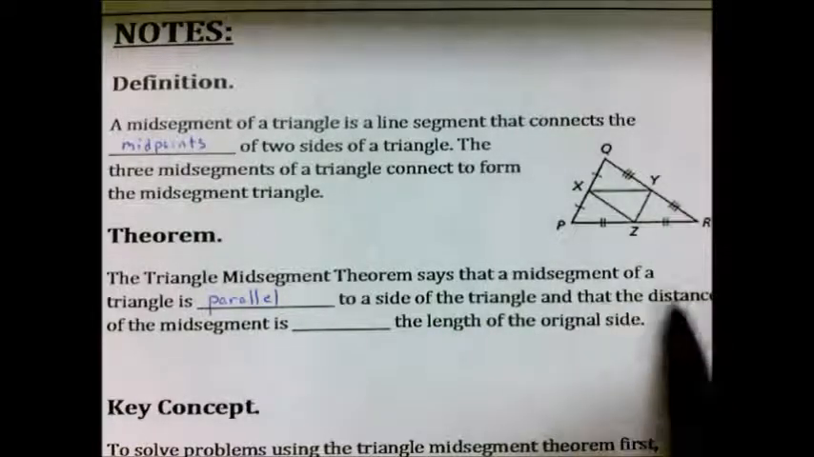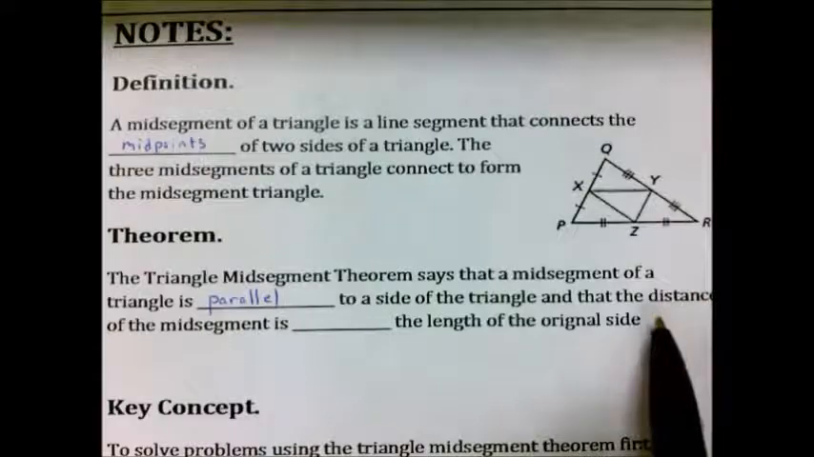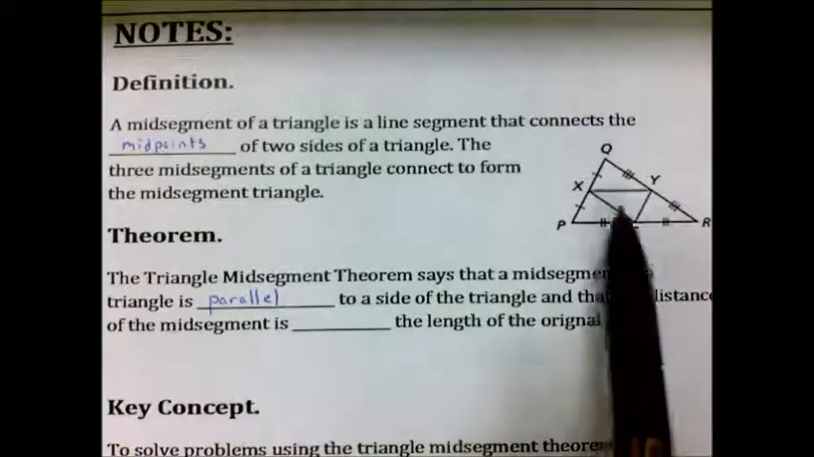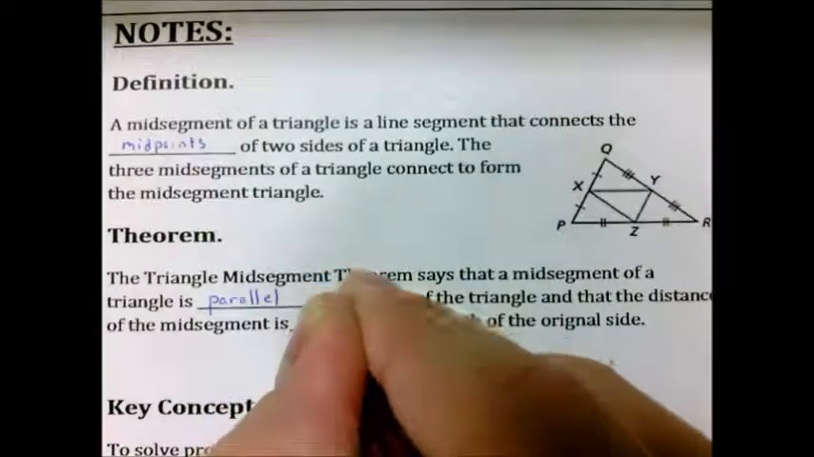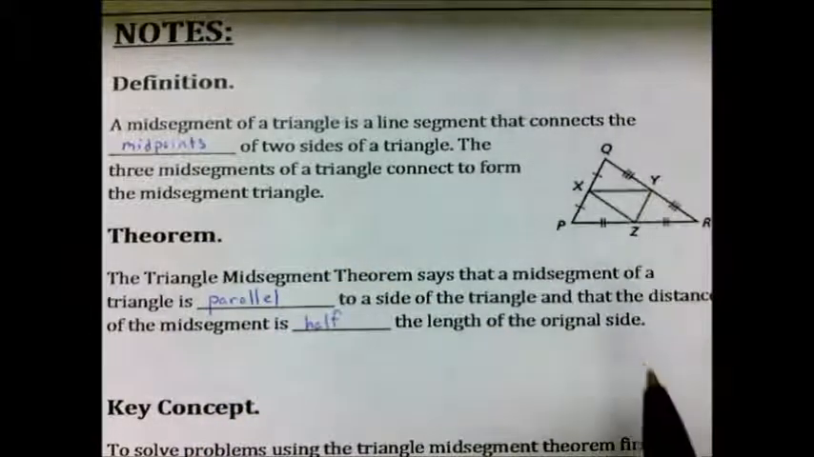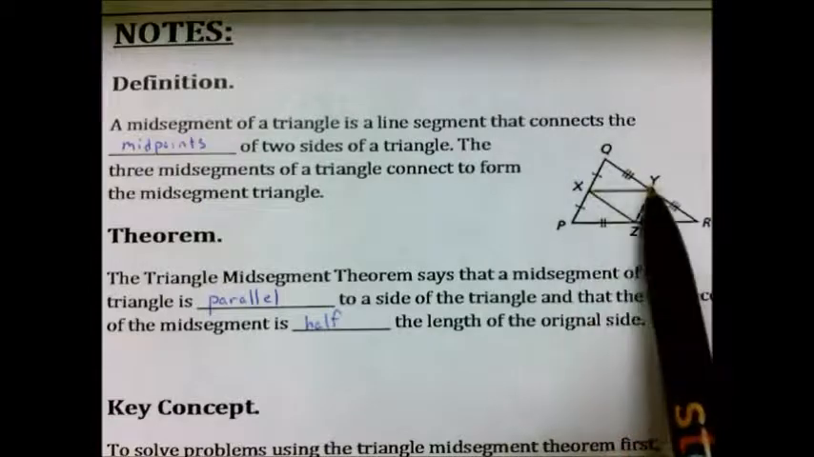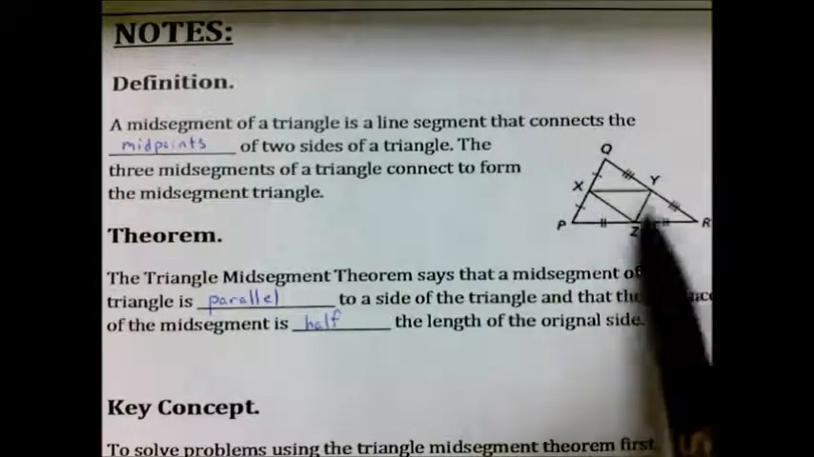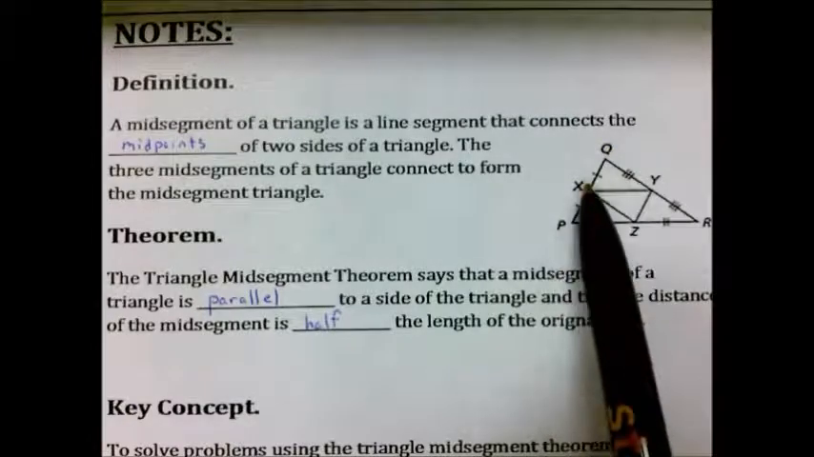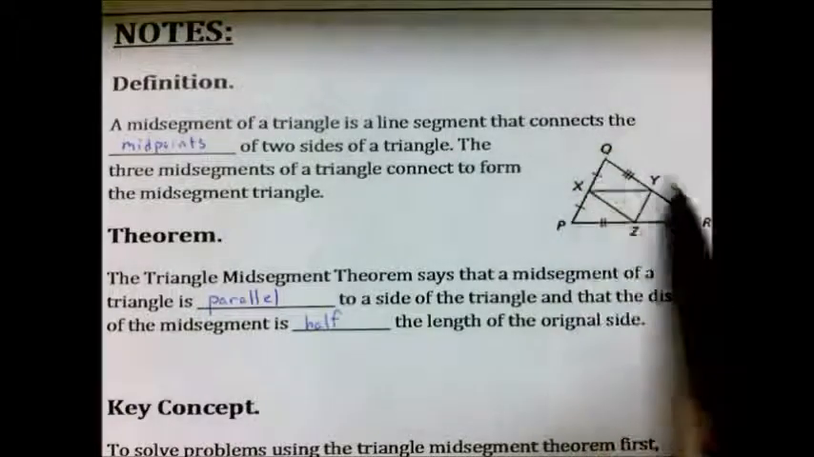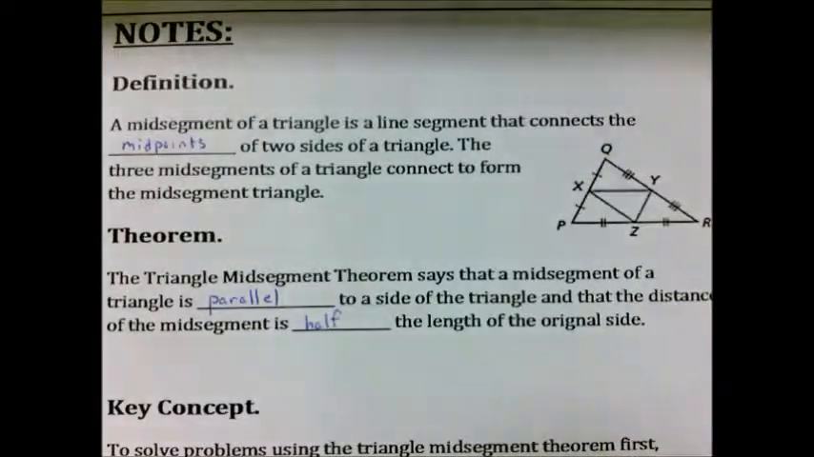And the second thing that we can also say with the triangle midsegment theorem is that the length of the midsegment, XY here, is half the length of the original side. So XY is half the length of PR, or YZ is half the length of QP. Or again, the last one, XZ is half the length of QR. Okay, that's what the triangle midsegment theorem says and what that means. And so we're going to use that information to help us solve some problems.